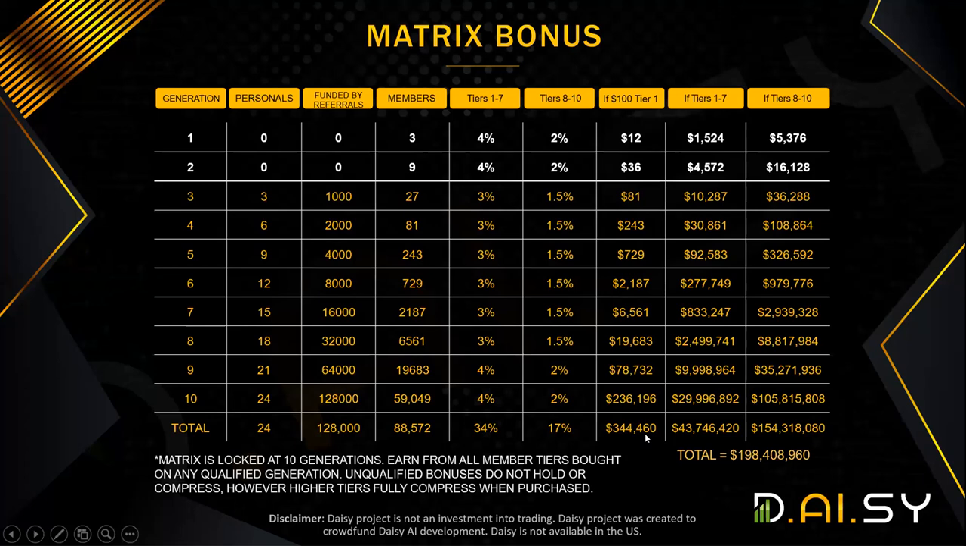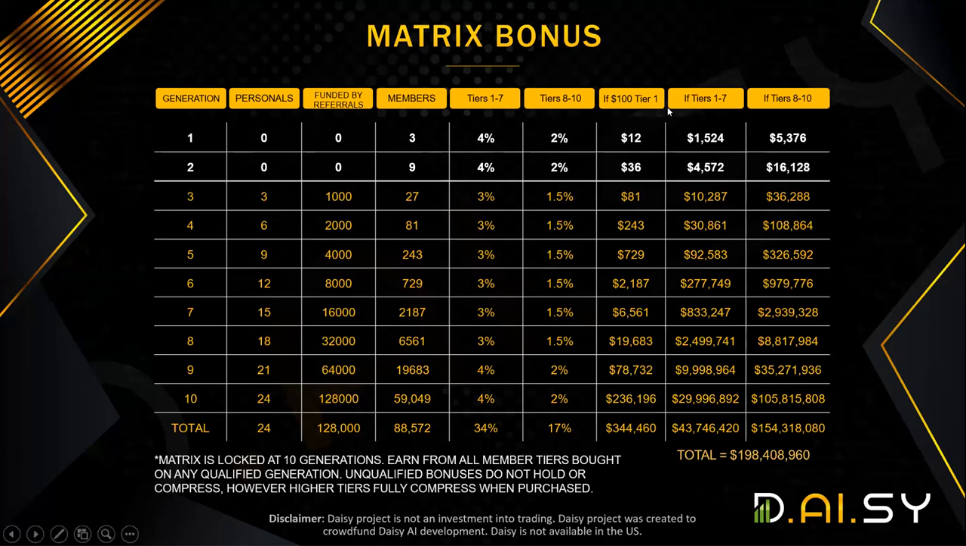So that is how it works, and again, keep in mind, this is hypothetical, because for that to happen, you need to have the entire matrix filled out with people, and then you'll be making money on them. And again, that is just for the first 48 hours, because after the 48 hours, you can only earn on generations 1 and 2 if you chose not to refer anybody.